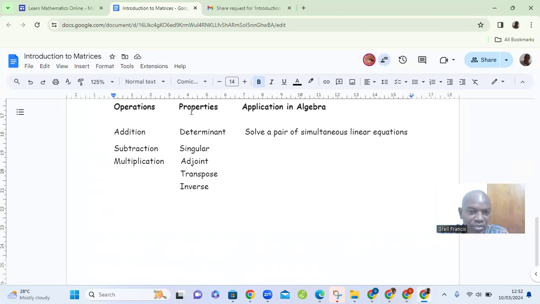Then the properties are the determinant. You've got singular matrix, the adjoint matrix, transpose, inverse. So these words will come along, will pop out anytime you are doing a problem involving matrices: the determinant, the singular matrix, adjoint matrix, transpose matrix, the inverse of a matrix. And then you have application in algebra. It is very common to solve a pair of simultaneous linear equations using matrices.